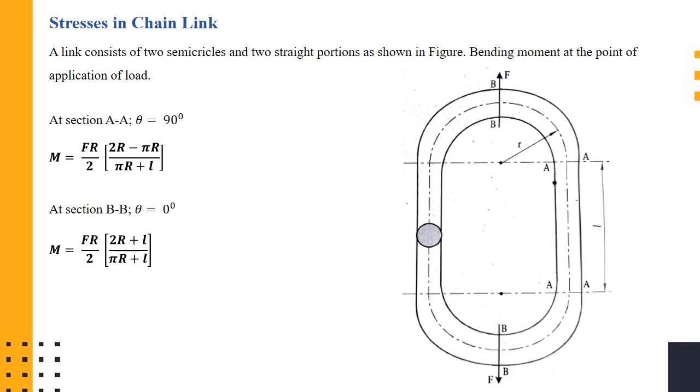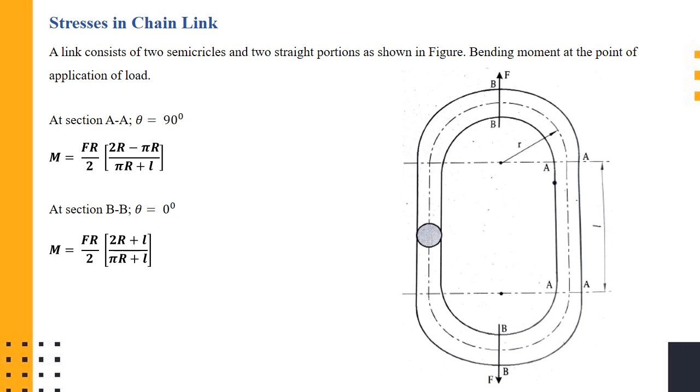You must have seen chains normally, which are multiple links, generally used for hoisting purposes and all. We'll consider one particular such link and study what the stresses will be at the inner as well as the outer surfaces of a chain link at two different sections. Let's say at section BB and section AA.